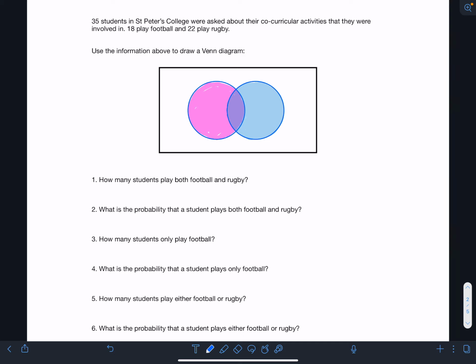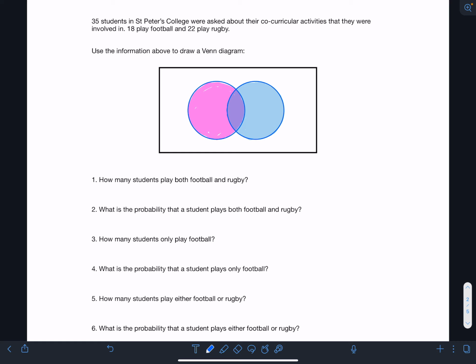In this video, we're going to use a Venn diagram to answer some questions about how many students play football or rugby at a certain school. And they must either play football or rugby, okay? So we've got 35 students at this school, St. Peter's College, and they either played football or rugby.